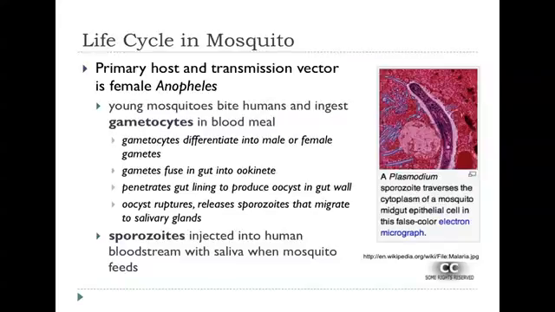Don't have to know all the details of the different stages in the mosquito, really. I'm just putting this up here for completeness sake. But basically, they go through the mosquito, and they eventually end up releasing sporozoites that migrate into the salivary glands of the mosquito, poised to be injected into the human bloodstream when the mosquito next feeds, with the saliva of the mosquito.